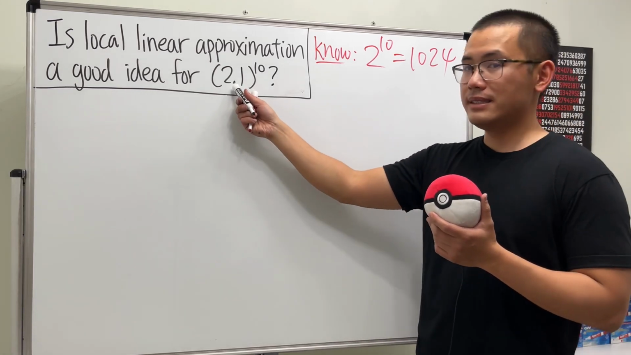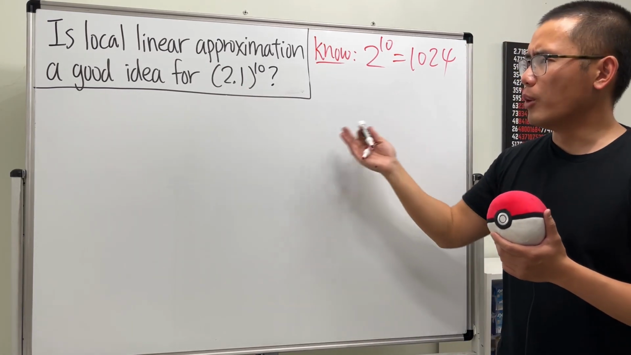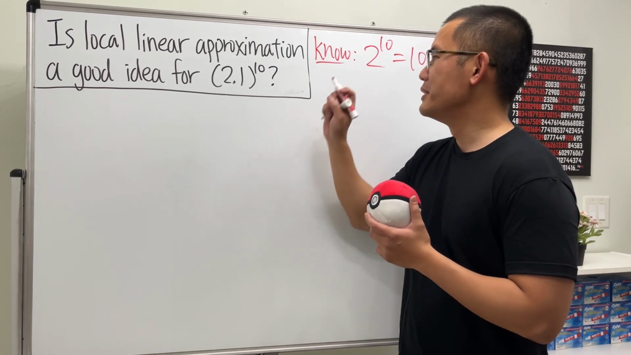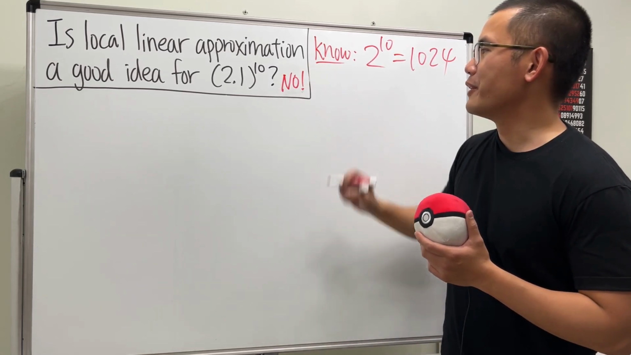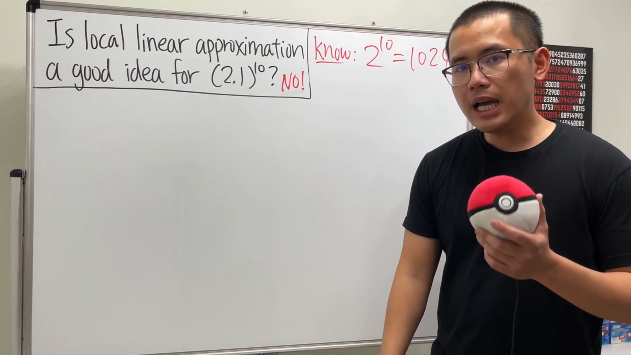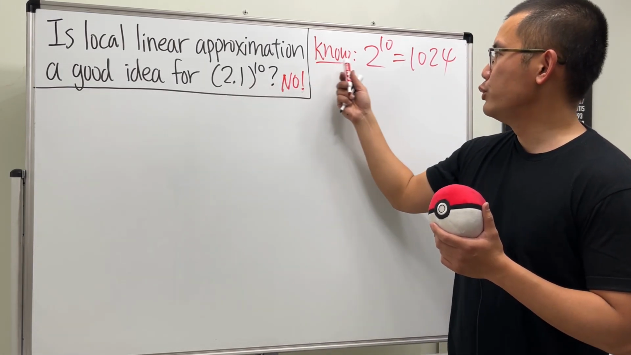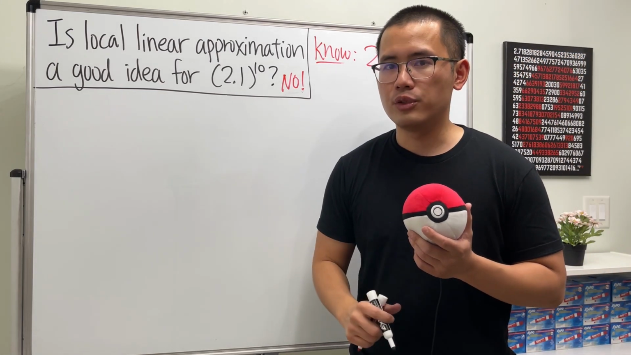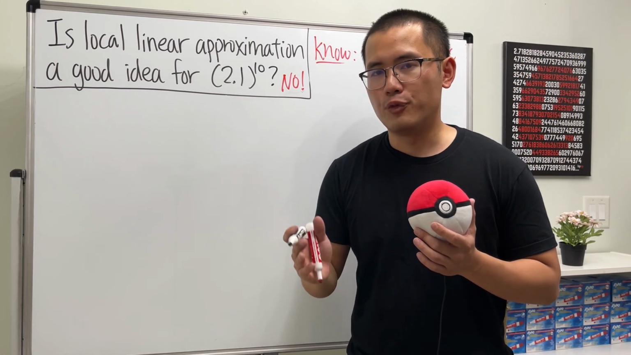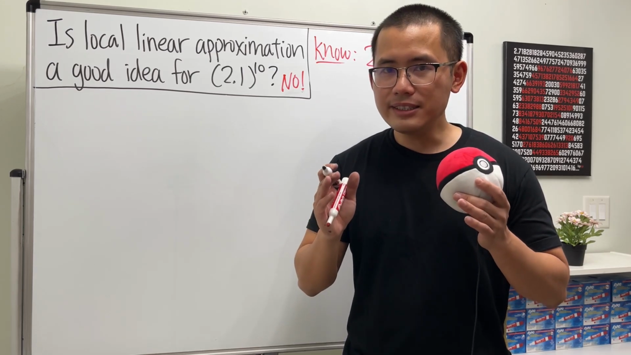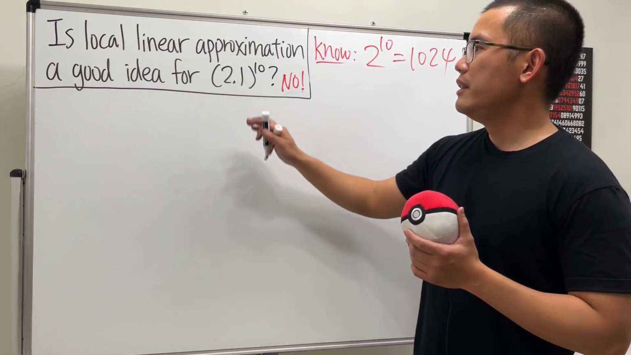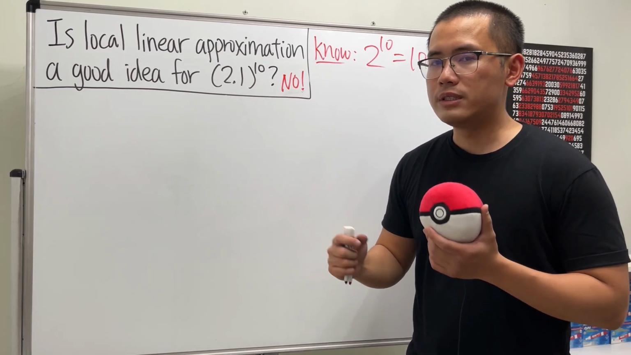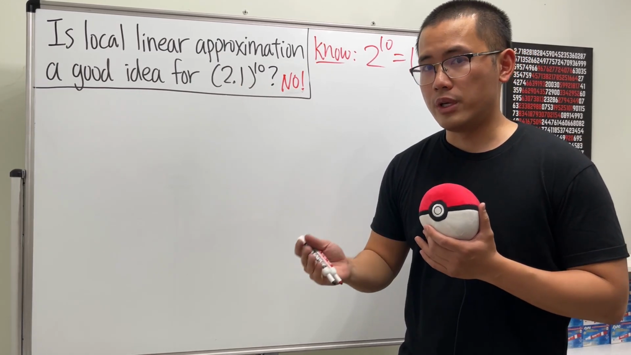And 2.1 is not so far away from 2, so we should be able to. But no, I would argue that no, right here. Because not only do we have to look at the difference between the x values, but there's another factor that we have to pay attention to. However, before I tell you what that is, let's compute the linear approximation for this and compare that with the actual value and see how far off we are.